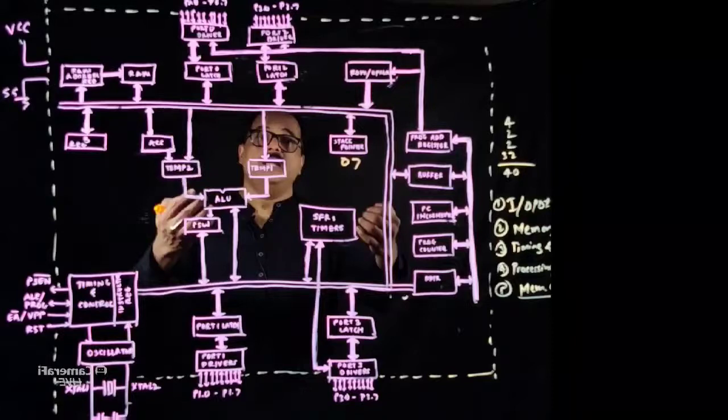Then port 3 has each pin with multiple functions, like timer 0, timer 1, and interrupt signals. So all these things are assigned to port 3. Port 1 is the only port which has no alternate function assigned.